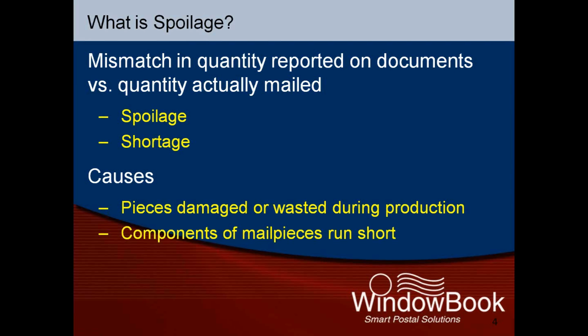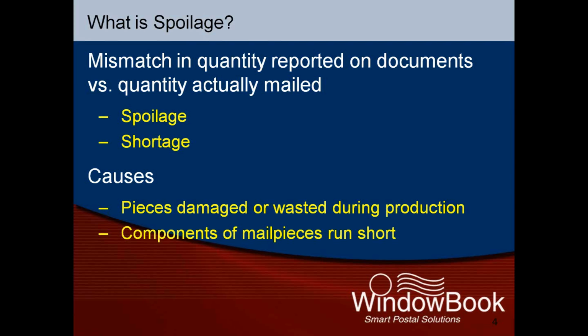Virtually every mail production environment will have spoilages or shortages. Since this is a manufacturing process, it's not foolproof, and there will almost always be instances where the planned quantities do not match the quantities that are actually mailed. This can occur during normal manufacturing processes, which may result in pieces getting damaged, or in startup processes where pieces may be wasted as the equipment is brought up to speed.